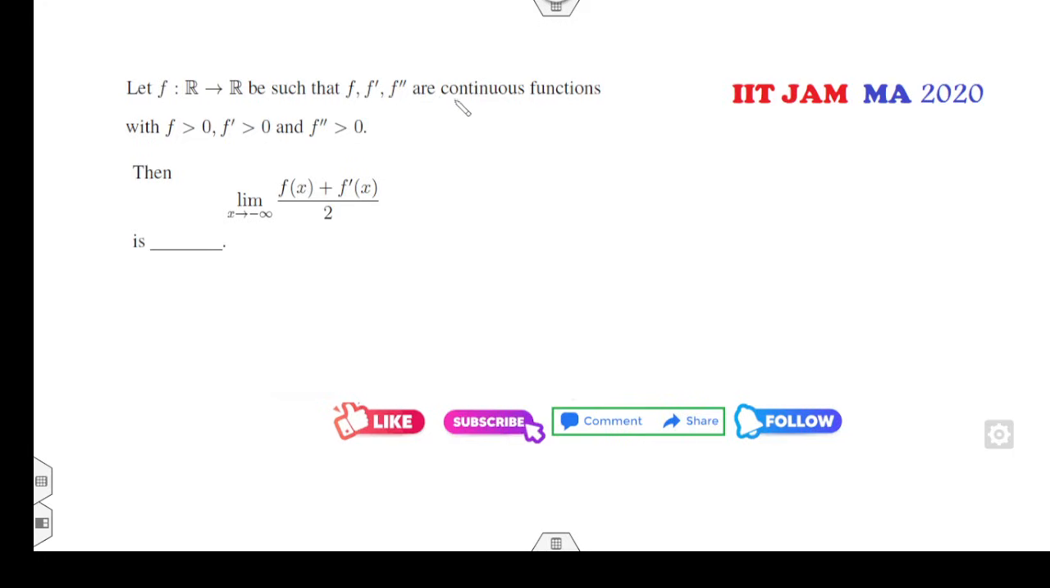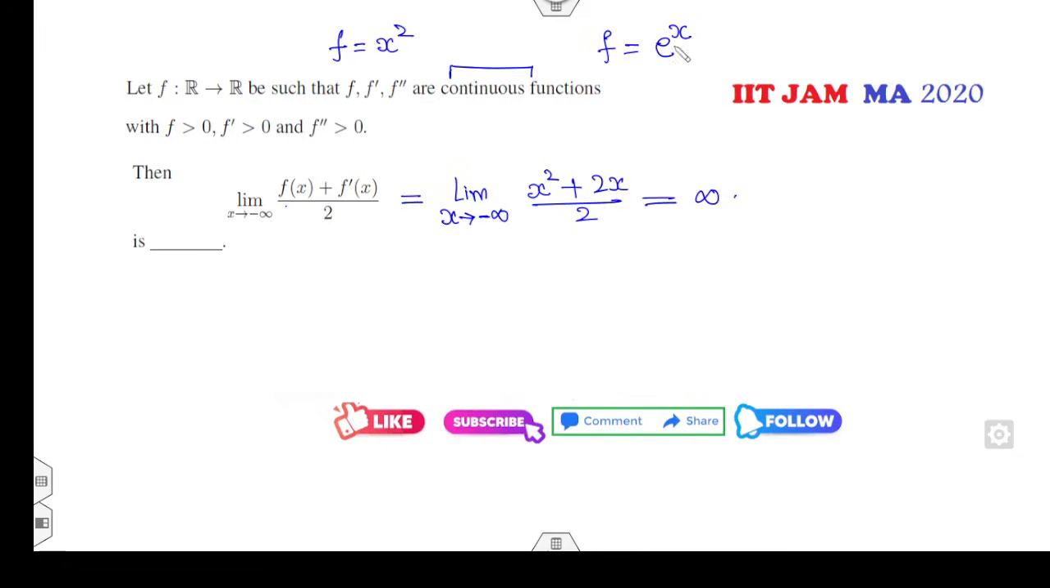f dash, f double dash are my continuous functions. I can choose f as x square. Then the limit x approaches minus infinity, f(x) plus 2x divided by 2, will be infinity. Or if you take f(x) as e raised to power x, again all the conditions are satisfied, then limit x approaches minus infinity, e raised to power x plus e raised to power x by 2, when x approaches minus infinity, 0 plus 0 divided by 2, that's my 0.